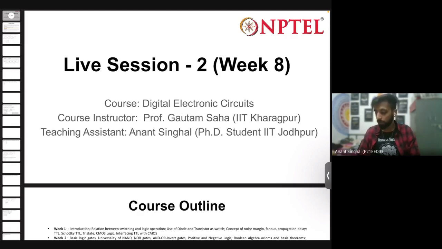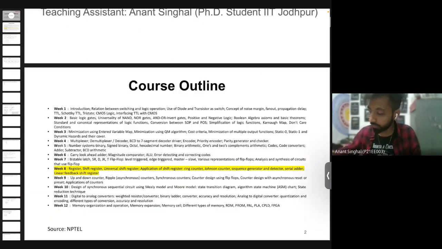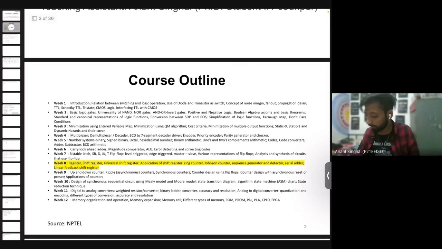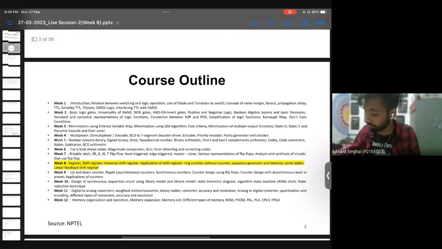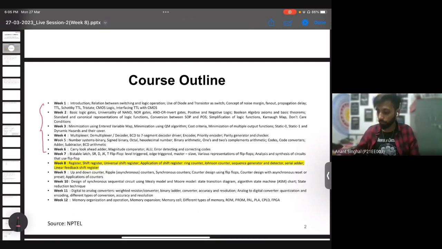So this was the course outline that we have covered till now and that we will cover. From week 1 to week 6 we have covered the combinational circuits quite well, and from last week, that is week 7, we have started covering the most important topic of digital circuits, which is nothing but sequential circuits. This is the most important topic in your competitive exams such as GATE, IES, etc.